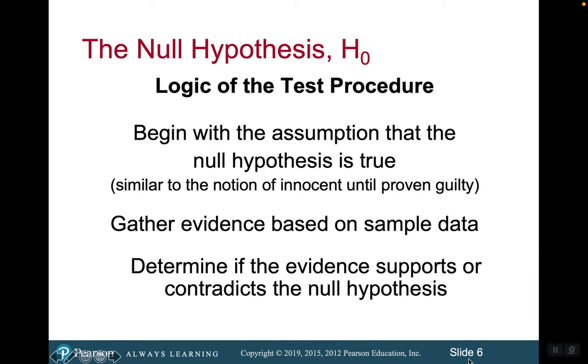So here's the process. There's a process around this. We're going to establish the null hypothesis, and we're going to assume that it is true. As we say here, you're innocent until proven guilty. Then we're going to gather evidence, which, as we've talked about, means we draw samples and evaluate the samples. Finally, we will evaluate if the evidence supports or contradicts the null hypothesis. Pretty straightforward.